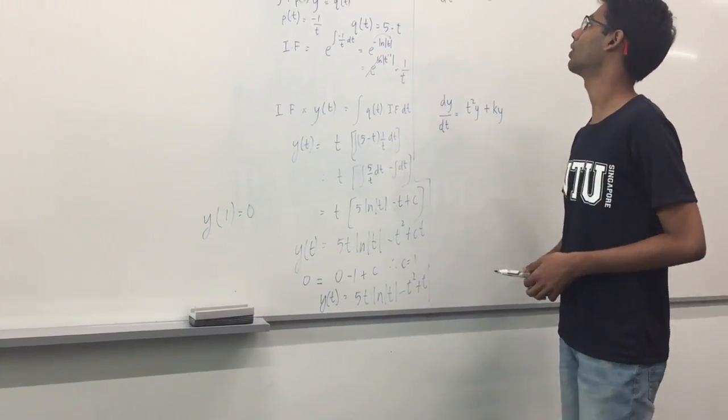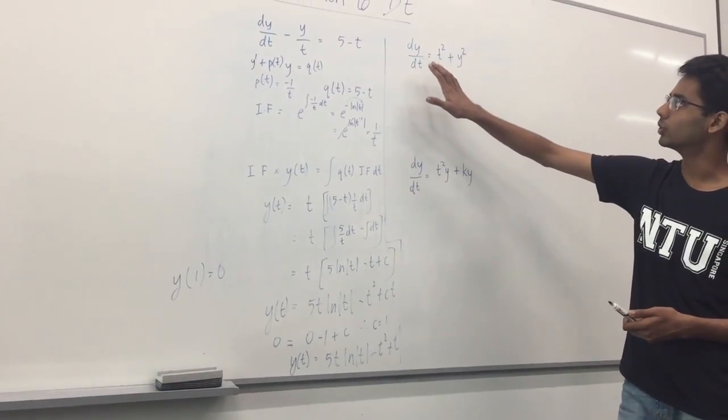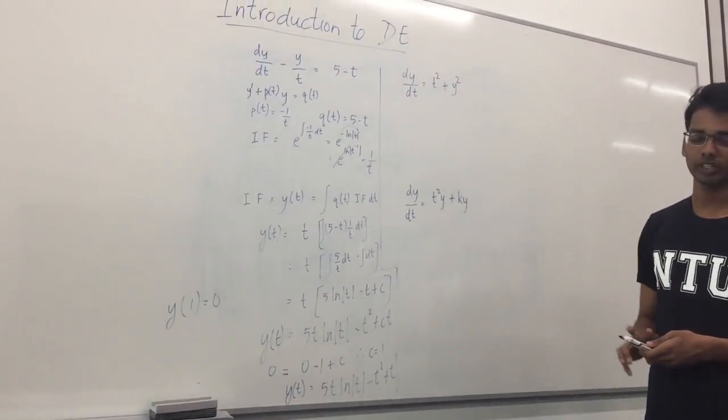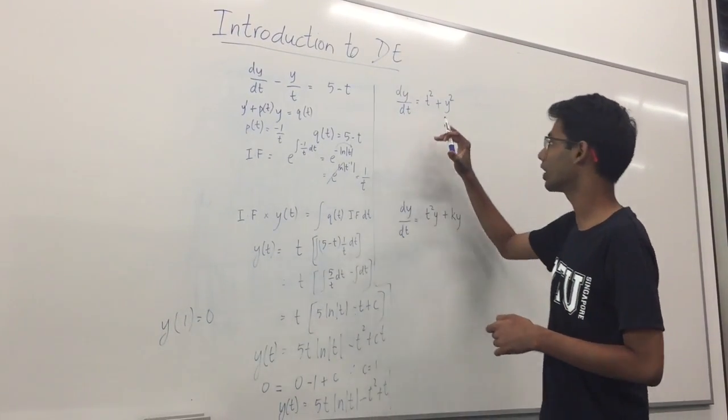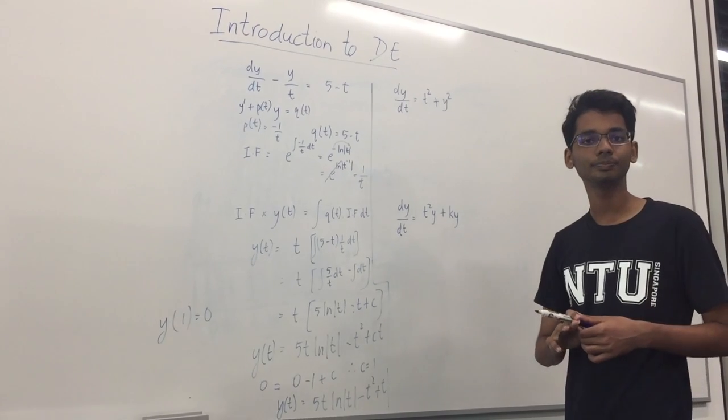Let's look at the next example now. My next example which I've given you is dy over dt is equal to t squared plus y squared. Before you go ahead, just think whether you can do this by separation of variables.